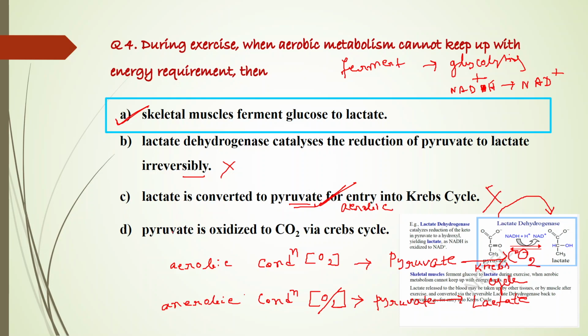And the final one is, pyruvate is oxidized to CO2 via Krebs cycle. This statement is again false because pyruvate oxidation to CO2 happens under aerobic condition, not under anaerobic condition, which I wrote at the beginning of the discussion of this question. So that is why option number A was the correct option for question 4. Let us move to the next one.